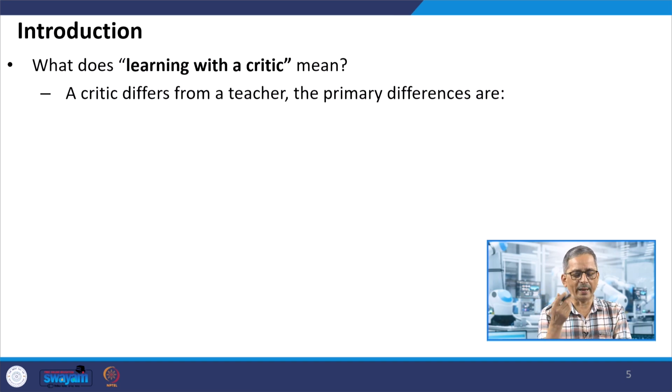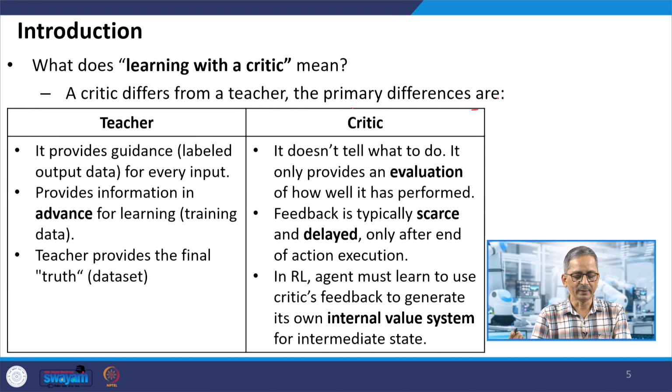A critic differs from a teacher, and the primary differences are, in the case of a teacher, it provides guidance, that is, we have the labeled output data for every input, as we have seen already. Whereas in the case of a critic, it doesn't tell what to do. It only provides an evaluation of how well it has performed.